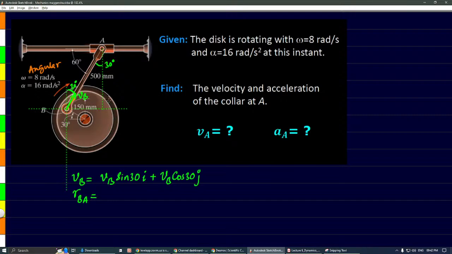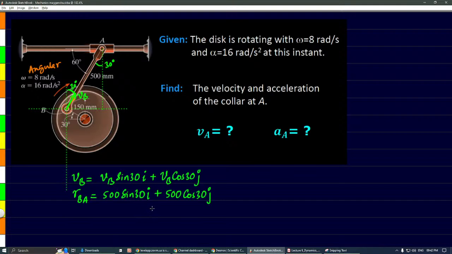The horizontal x component is 500 sine 30 times i. Then the vertical component is 500 cos 30 times j. This is moving forward and upward, so both are positive again.